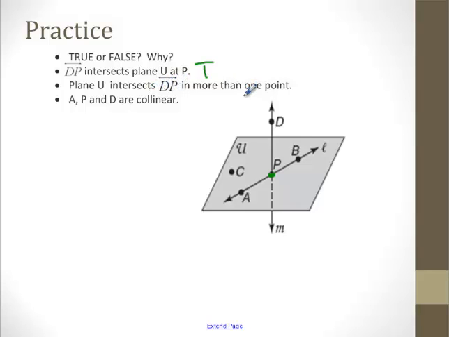Plane U, the shaded parallelogram, intersects DP at more than one point. So for it to intersect at more than one point, that would mean point D would have to be on the plane, or if I drew a point here, or a point down here on the dotted part, which means it's behind, it would have to be on the plane, but it actually isn't, so that's false.